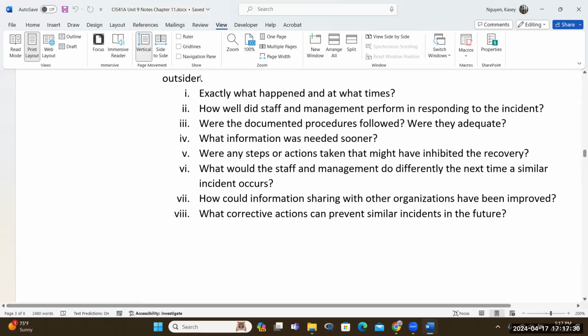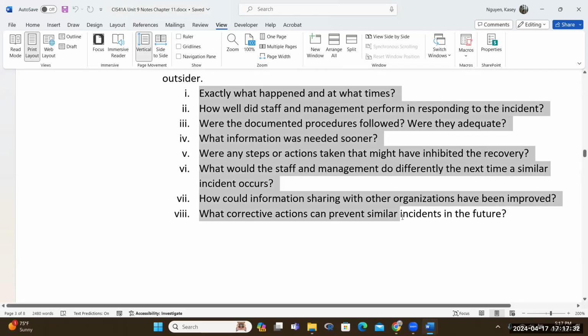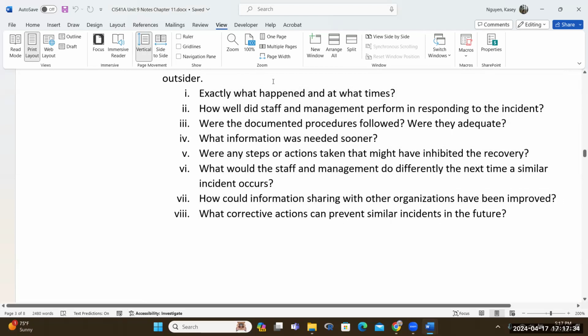I put down some questions for lessons learned. It's always good to ask yourself these questions. Exactly what happened, and how many times? How well did the staff manage the response? Post-incident, it's really hindsight. We have to look at what had happened and how we can do better.